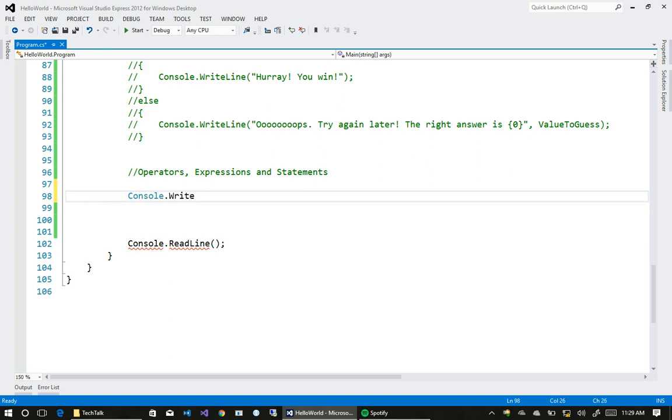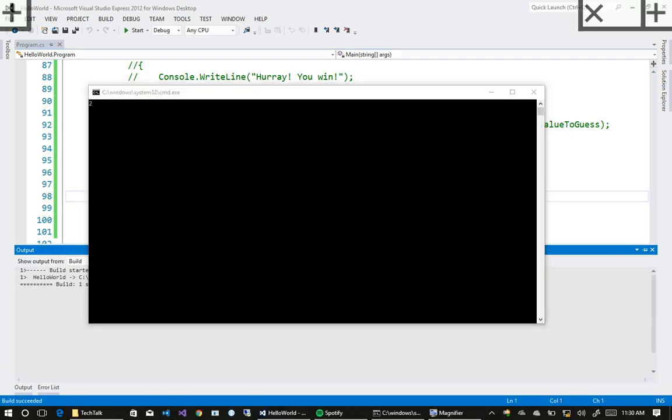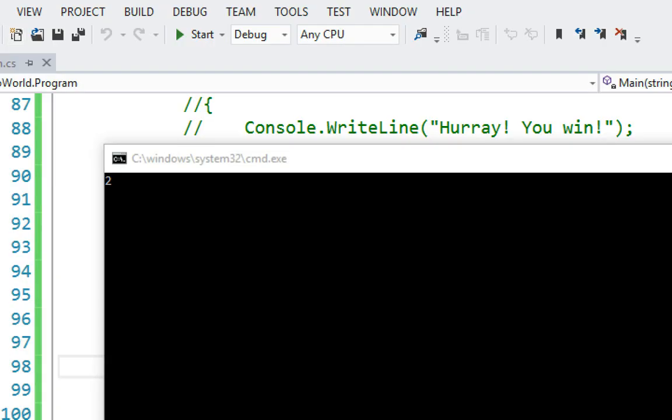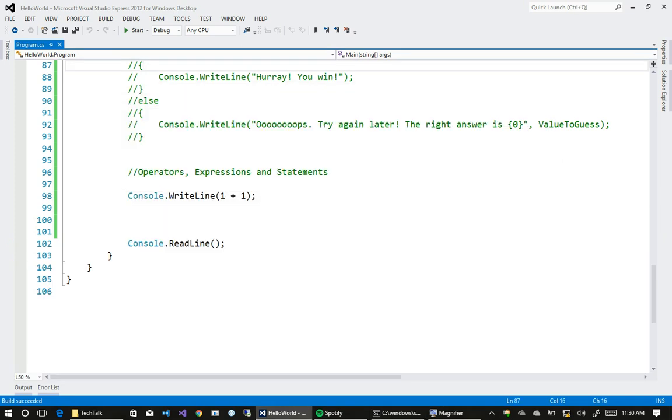As I said, if we have Console.WriteLine and I say 1 plus 1, normally the computer operator, as I told you, outputs the addition of 1 and 1. So if I run this, it outputs 2 for me. That means the computer understands that this statement means it is supposed to add 1 and 1 together. So it did the computation and then outputs the result for me.